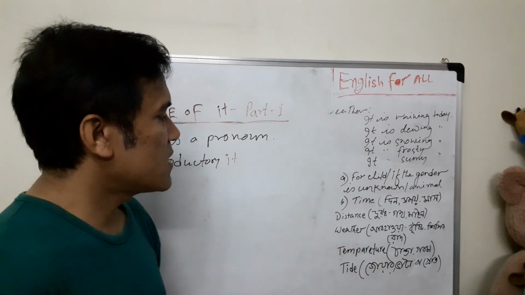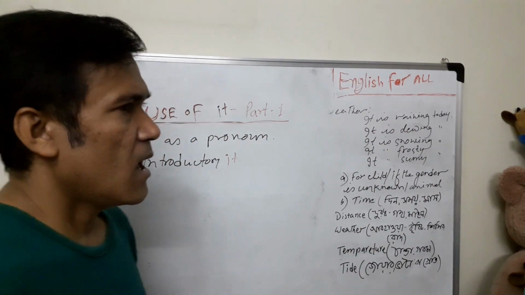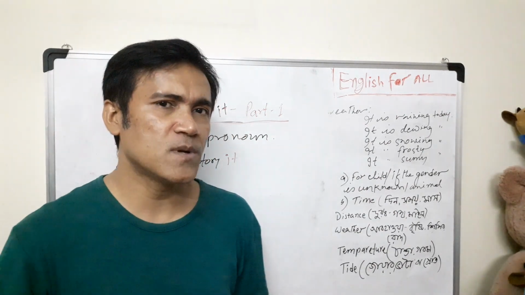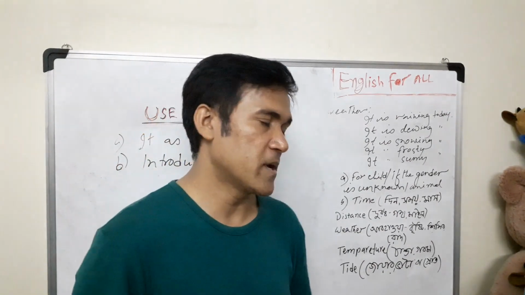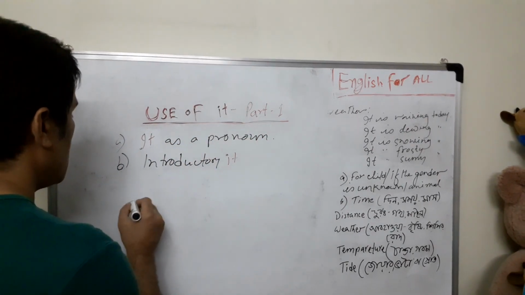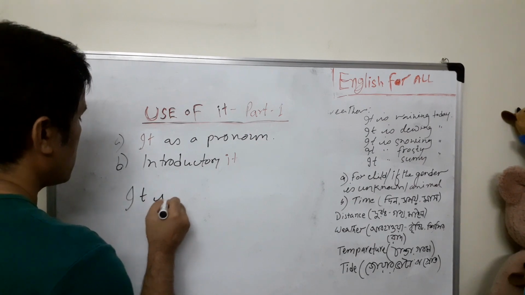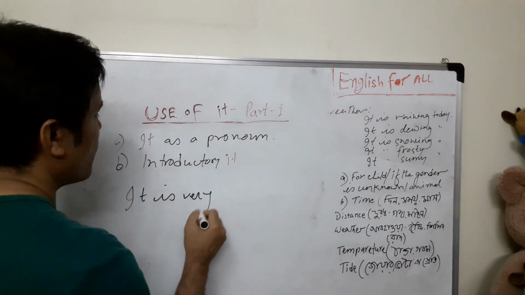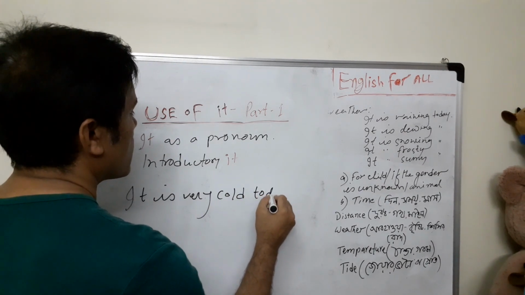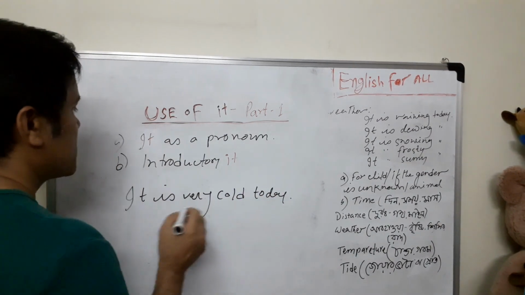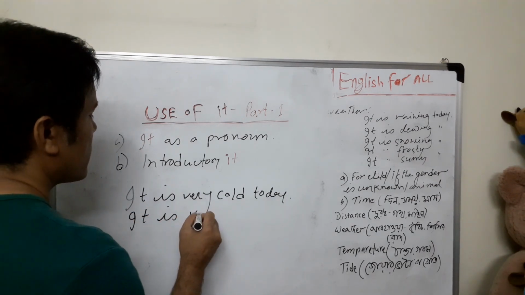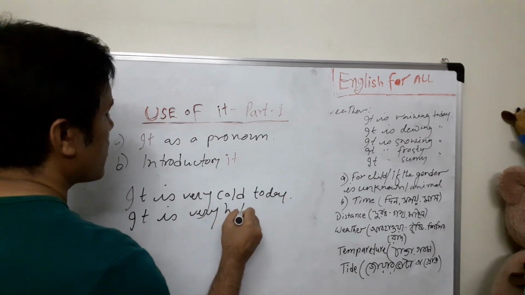Then to know about the temperature, like আজকে খুব গরম পড়েছে, আজকে খুব ঠান্ডা পড়েছে, এসব কিছু জানার জন্য আমরা ইন্ট্রোডাক্টরি ইট ব্যবহার করে থাকি. যেমন it is very cold today, or it is very hot today. It is very hot today.